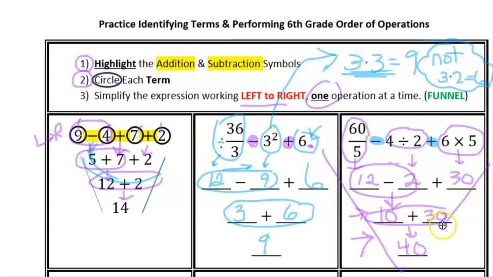This funneling process, all these rows are required work for your assignment. Don't skip rows and go from here to your answer 40. Show me this step right here and then finalize it up. One operation at a time. That's that funneling I want to see.